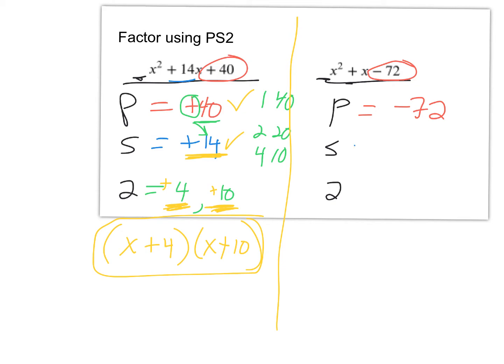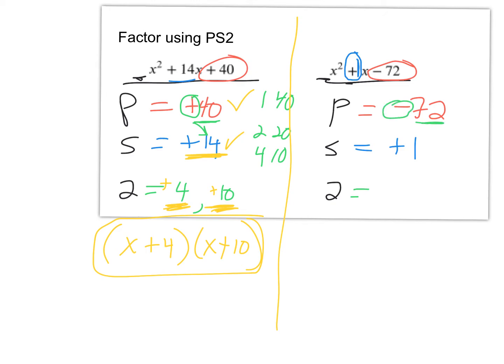Sum. Now this is where students will tell me this. Gee, the sum's x. Nope. Again, we're not interested in the variable. We don't want the variable. We're interested in the number. So what number's hiding in front of this x that I can't see is a 1. Okay, so we have +1. That is your sum, not the x. We don't use the variables here. Okay, so what 2 numbers multiply to 72 but subtract to 1?